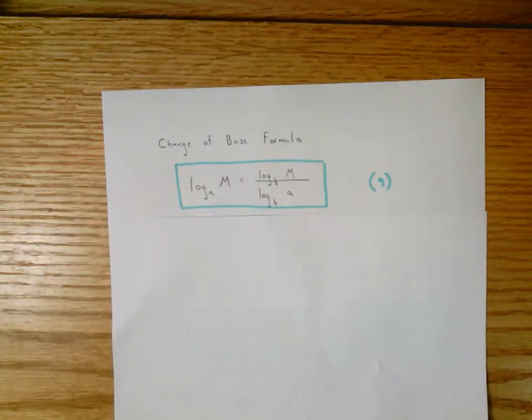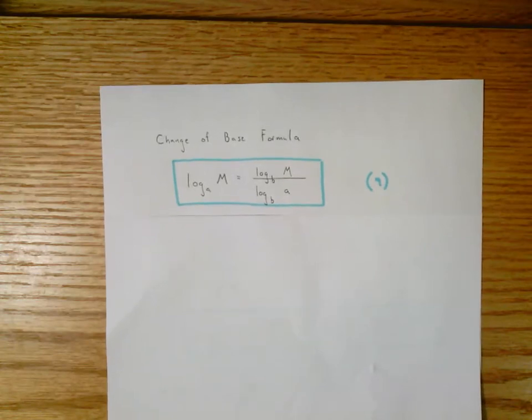The change of base formula is necessary because a lot of calculators only have buttons for base e and base 10. And so we're frequently asked to approximate things by changing the bases from a base that's not on our calculator to a base that is. Right?